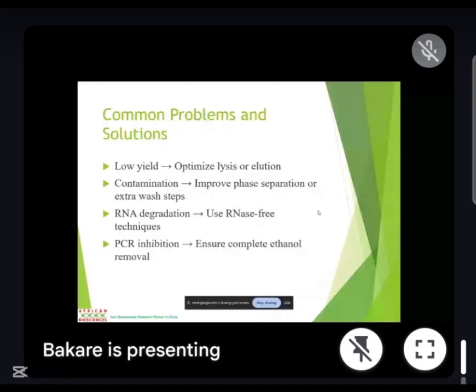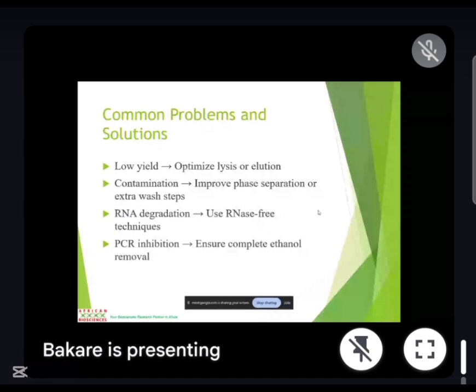Then if the problem is contamination, you have to include extra wash steps, or you improve your phase separation. Maybe when you were supposed to use a filter column, you used a different column. So most times, those mistakes can also affect the concentration of your nucleic acid.